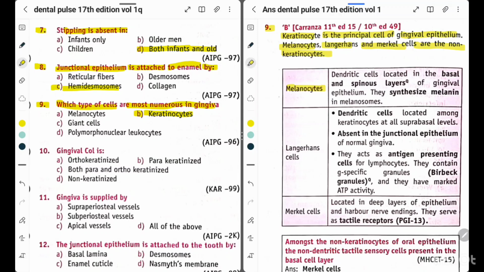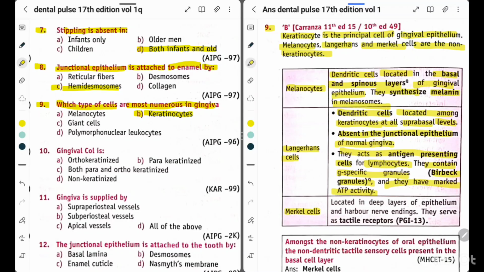So what are melanocytes? These are dendritic cells located in the basal and spinous layers of gingival epithelium. They synthesize melanin in melanosomes. What are Langerhans cells? These are the dendritic cells located among keratinocytes at all suprabasal layers. Absent in the junctional epithelium of normal gingiva, they act as antigen-presenting cells for lymphocytes. They contain G-specific granules, that is Birbeck granules, and they have marked ATPase activity.